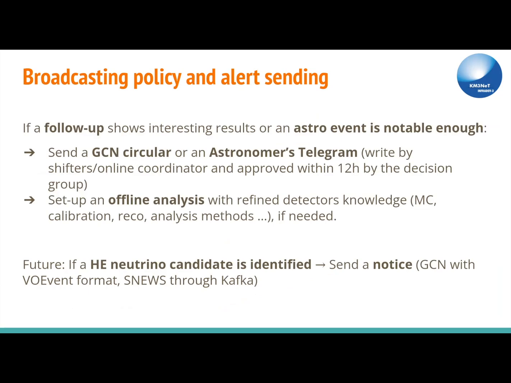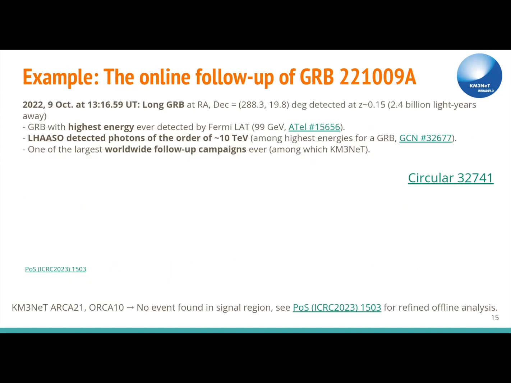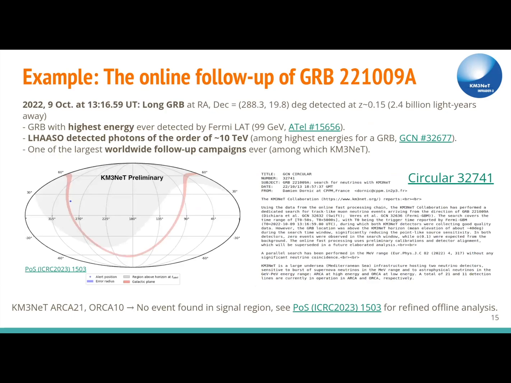What are we doing with these results? We may broadcast them. For now, if we have some interesting follow-up, or if an astrophysical event has been notable enough, we will publish a GCN circular or an Astronomer's Telegram. And we can also set up a refined offline analysis. In the future, if we detect some interesting high-energy neutrino candidates, we will send a notice through GCN or through SNEWS, SNEWS for CCSN.